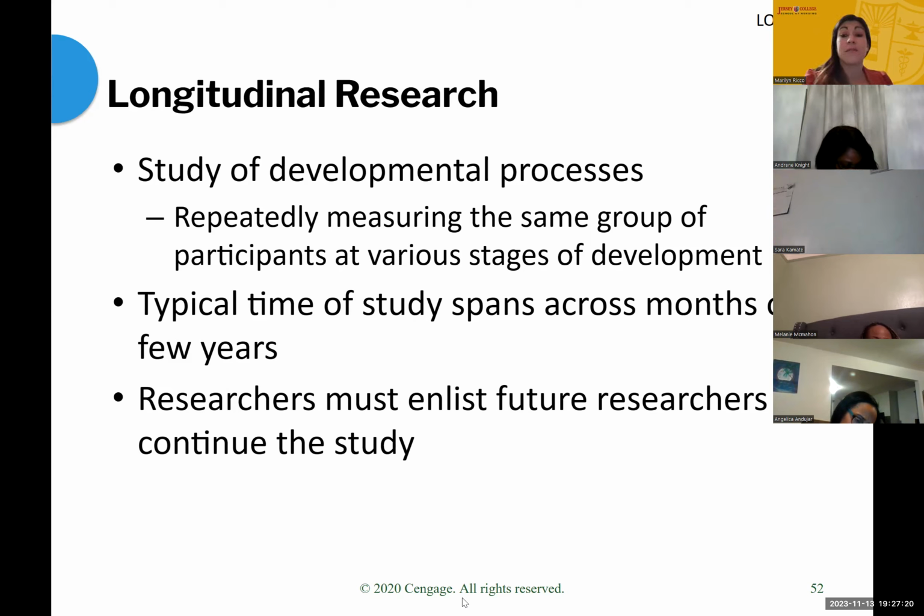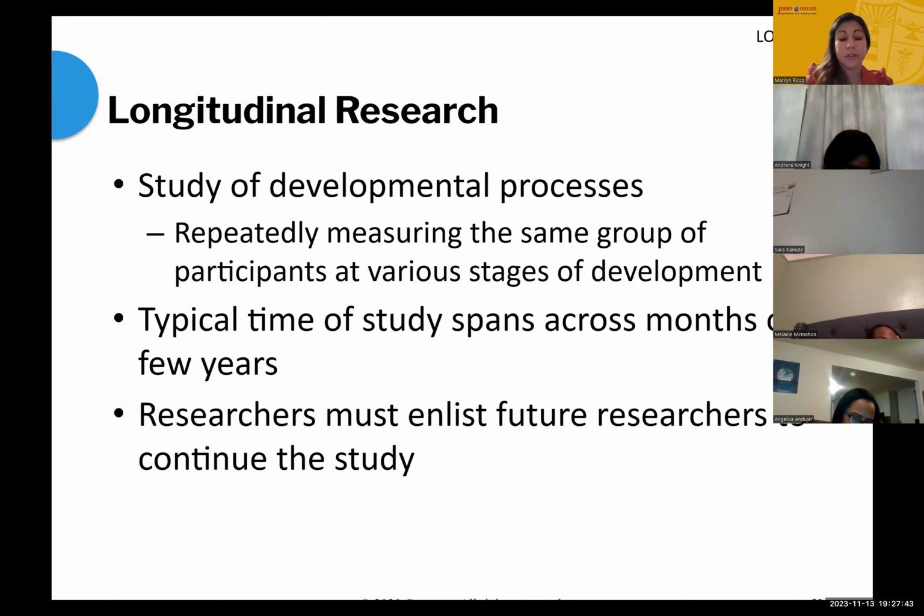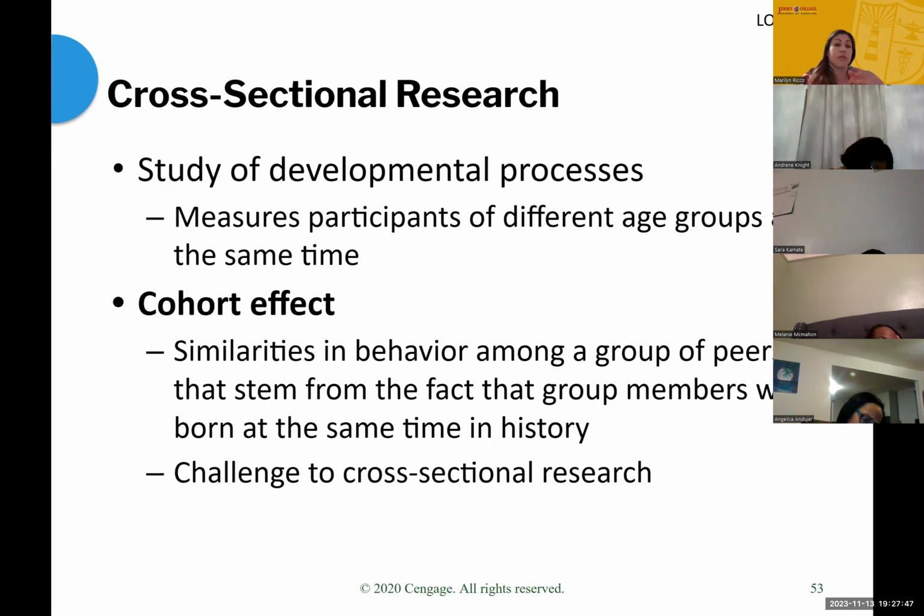Researchers must enlist future researchers to continue the study. So if you opt in to be researched or studied for the next 10 years, that researcher may not be around for the 10 years. So they have to enlist other people to take over their research in case something happens to them. So longitudinal is, think of yourselves in school and all the grades that you have and everything. Someone's looking through those statistics somewhere.